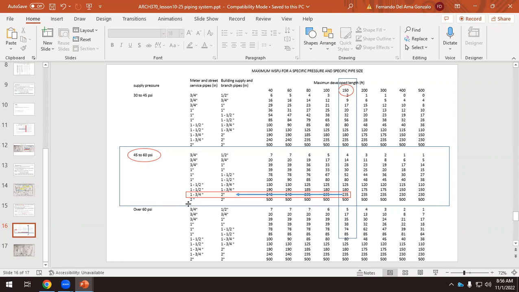So we will do this again on Friday using your Revit file. Okay, but believe me, I bet that it's going to be 2 inches because as you can see, 2 inches is the maximum.